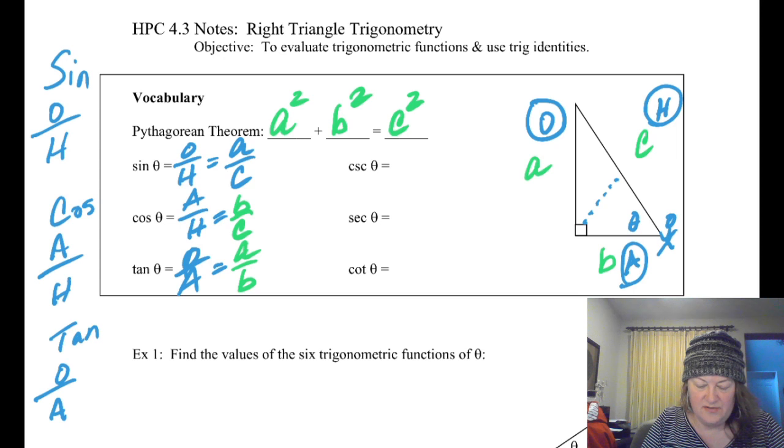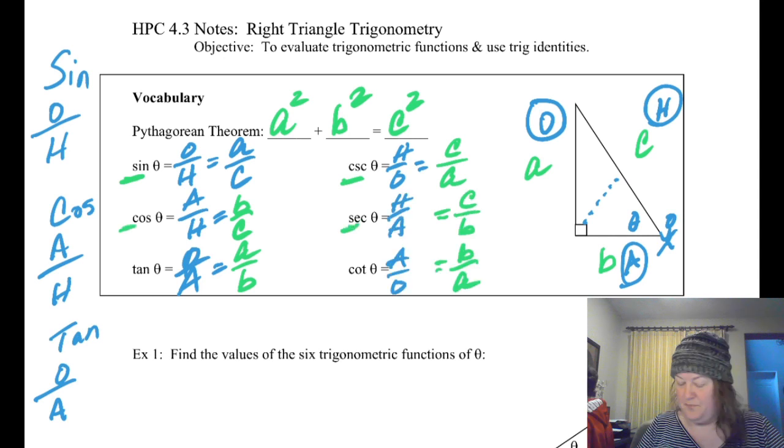Okay, so cosecant. Notice that when it starts with sine, its reciprocal function is going to start with a c instead. So there's a first letter switch. Cosecant is going to be the exact flip, so H over O, which is the same thing as c over a. Secant would be the flip of cosine. Notice again those first letters switch. So this one would be c over b. And cotangent would be the flip of tangent, and that one would be b over a. Again, they're just considered reciprocal functions. So this is H over A just flipped upside down, and this is A over O just flipped upside down.